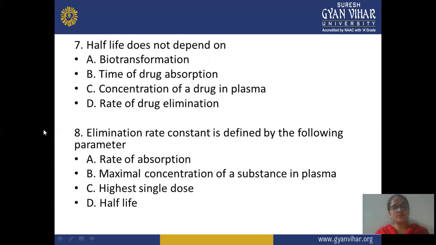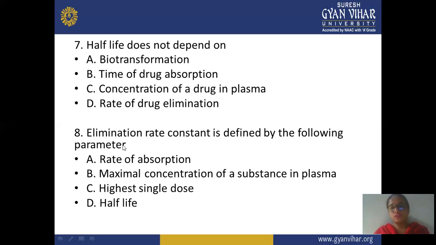Next, in the seventh question, half-life does not depend on. Option A is biotransformation, option B is time of drug absorption, C is the concentration of drug in plasma, and D is the rate of drug elimination. These are the four options regarding half-life, and according to this half-life, you select any one correct option.